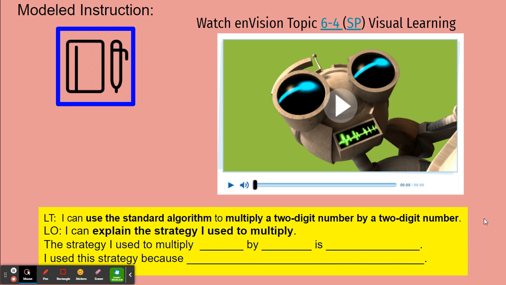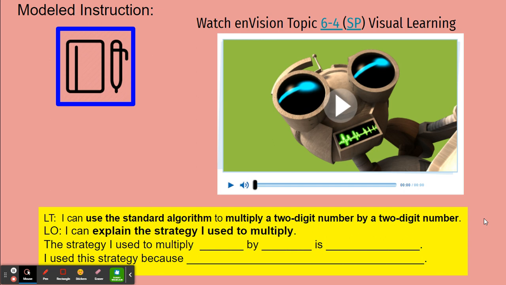Dixon, and we're talking about using the standard algorithm to multiply today. And so our learning target is I can use the standard algorithm to multiply a two-digit number by a two-digit number. And then our language objective continues to be I can explain the strategy I use to multiply. And there are a couple sentence stems to assist you when you're having conversations with your teachers and other classmates.